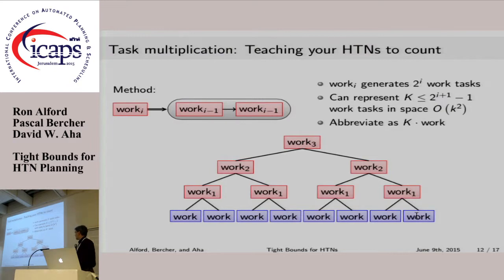One is task multiplication. This looks just like I showed you before with acyclic HTNs. Given a bound k, if we double at each level, we get to the bottom of the tree and we'll have 2 to the k primitive actions.